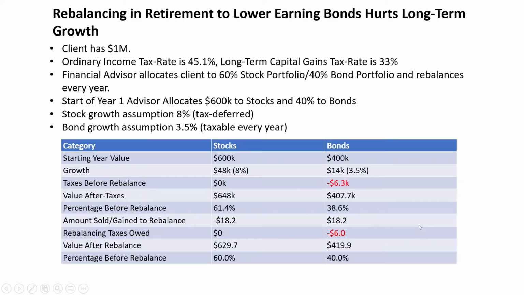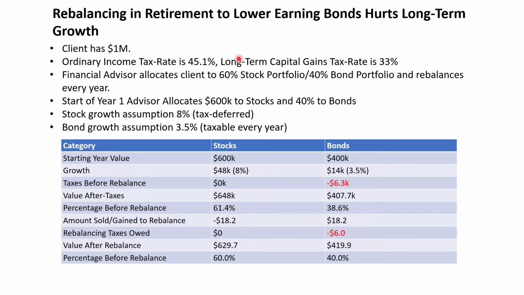The other key problem with allocating to bonds in retirement is what's called the effect of rebalancing. Rebalancing essentially means that at the end of each year, the portfolio manager looks at the percentage of the assets in stocks and the percentage in bonds, and they want to keep that percentage at a certain rate, right? They don't want either side to grow too much, because then the portfolio will be unbalanced.